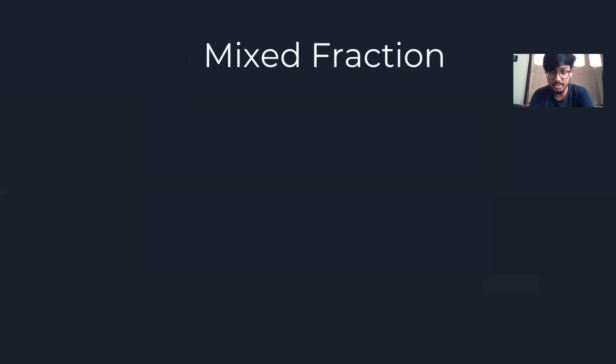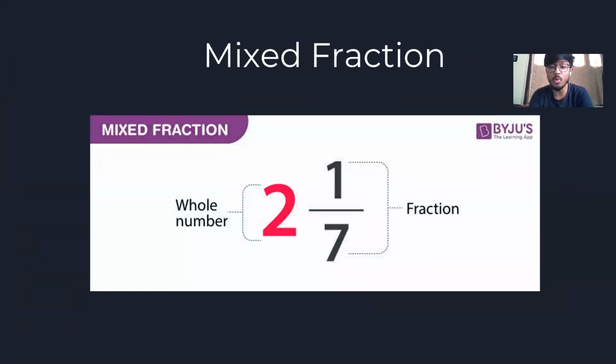Now, what is a mixed fraction? A mixed fraction consists of a whole number and a fraction. So what is the whole number here? The whole number here is 2 and the fraction here is 1 by 7. So the numerator is 1, the denominator is 7 and the whole number is 2. These kinds of fractions are mixed fractions.